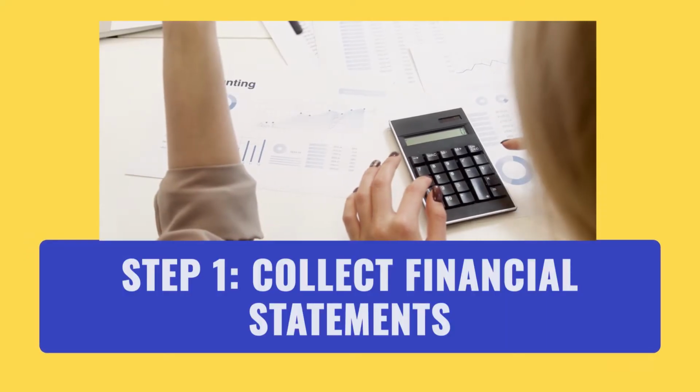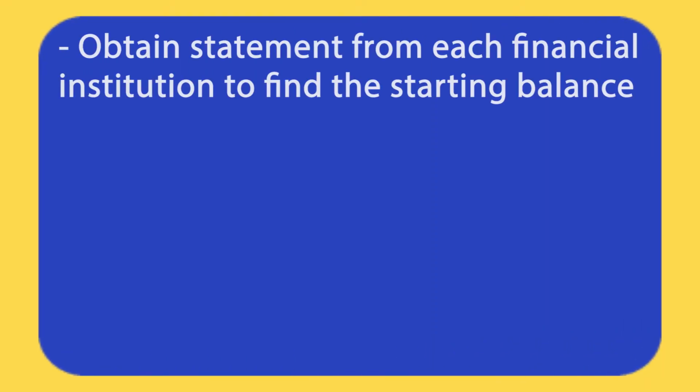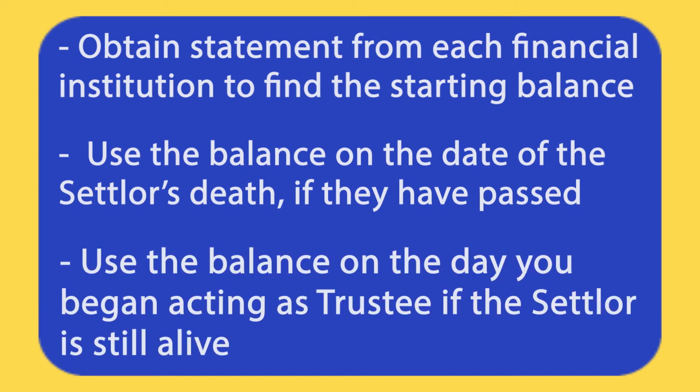Step 1. Collect financial statements. First, obtain a statement from each financial institution to find the starting balance for each account. If you are a successor trustee over a trust where the settlor has died, you will use the account balance on the date of the settlor's death as the starting balance. If you are taking over as acting trustee for a trust where the settlor has resigned or been declared incapacitated, you will use the date of your appointment in that role as the starting balance.